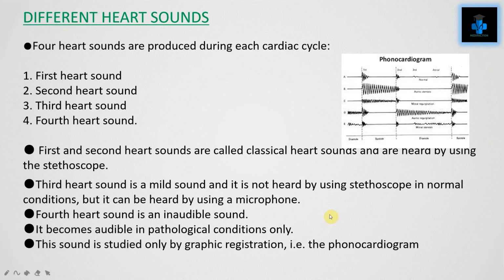Different heart sounds. Four heart sounds are produced during each cardiac cycle. They are named as first heart sound, second heart sound, third heart sound, and fourth heart sound. The first and second heart sounds are called classical heart sounds and they are heard by using the stethoscope. Third heart sound is mild and it is not heard by using a stethoscope in normal conditions, but it can be heard by using a microphone.